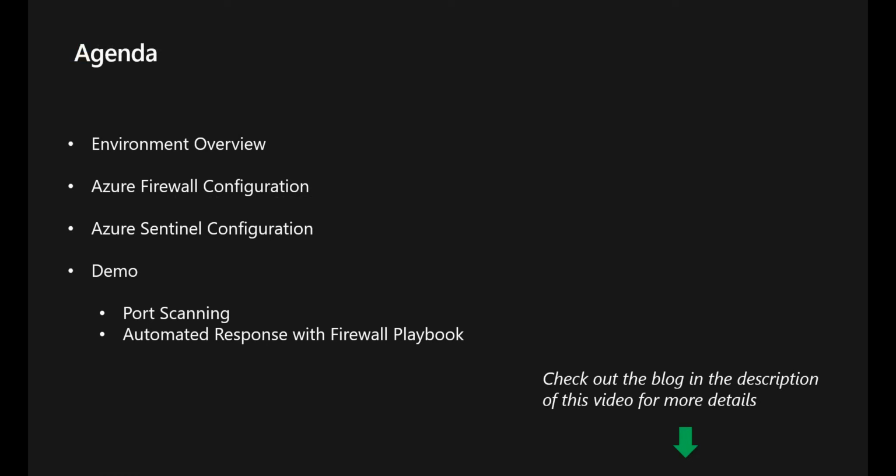Here are the topics we'll be covering in this demonstration. First, we will understand how the demo environment is set up. Then we'll look at how Azure Firewall and Azure Sentinel in the demo environment are configured. And finally, we'll run a port scan from one of the virtual machines in the environment to another VM through Azure Firewall. We'll also see how the automated response works with the Azure Firewall playbook.